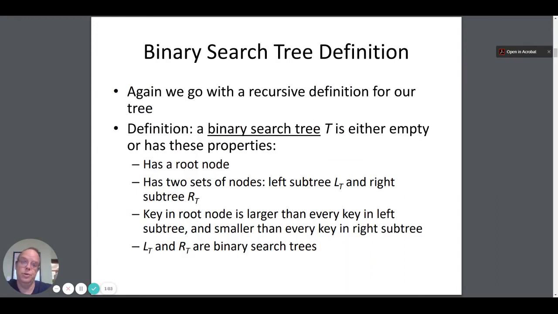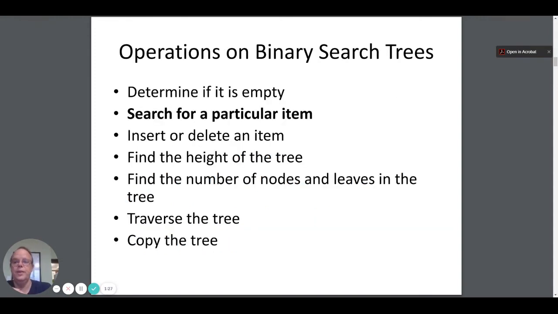Again, we can go with a recursive definition of a tree, and here a binary search tree is either empty or it has these properties. It has a root node, has two sets of nodes, a left subtree and a right subtree, and the key in the root is larger than every key in the left and smaller than every key in the right subtree. And left tree and right tree are both binary search trees, so this is a recursive definition.